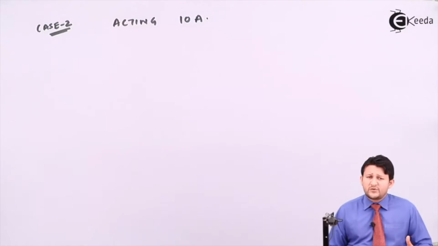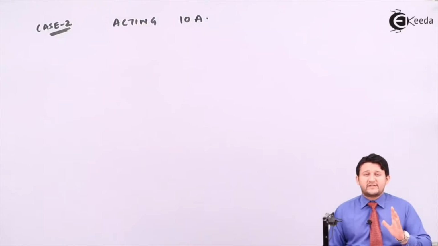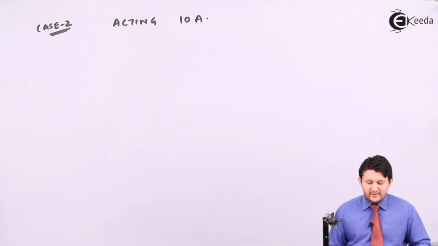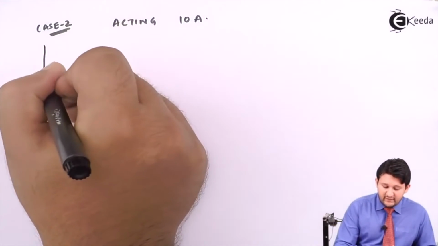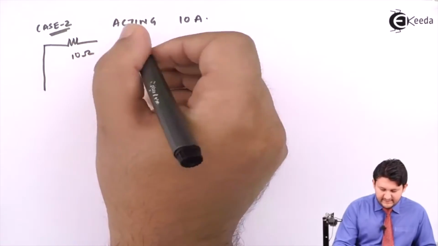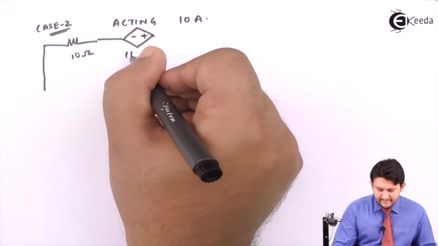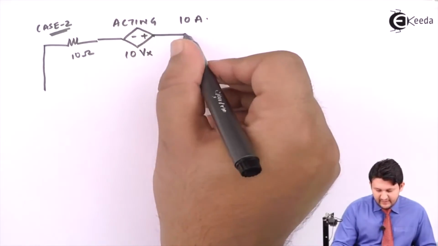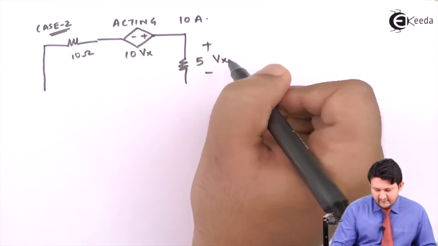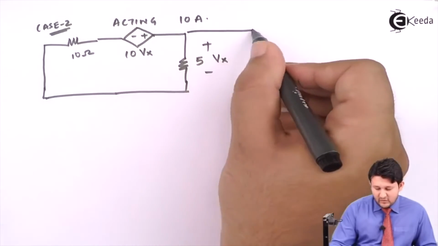If I need to remove a voltage source, I need to replace it by its internal resistance. And the internal resistance of a voltage source is 0. So I need to short the voltage source. So your circuit will be this: this will be your 10 ohms. You will be having a dependent voltage source, that will be minus plus 10 Vx. You will be having a resistance 5 with plus minus Vx. Again, you will be having a current source.